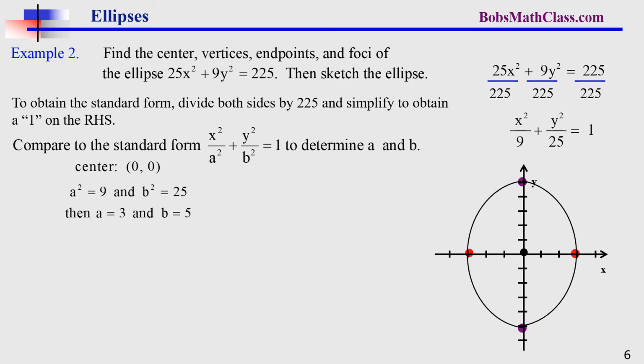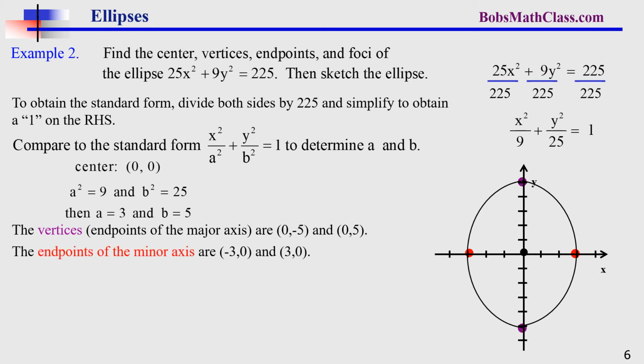So we want to find our vertices. The vertices are the points that are furthest away from the center. So in this case, our vertices will be 0, -5, and 0, +5. The points that are furthest away from the center. Okay, our endpoints, well, that would be the other 2 points, -3, 0, and 3, 0. So we've got our center, vertices, our endpoints, almost there, right?